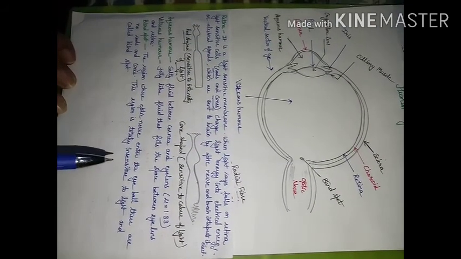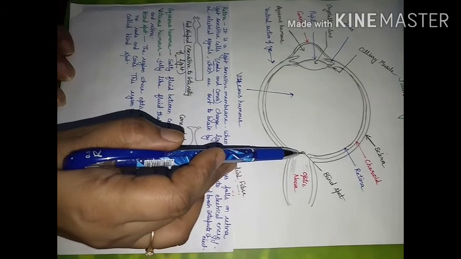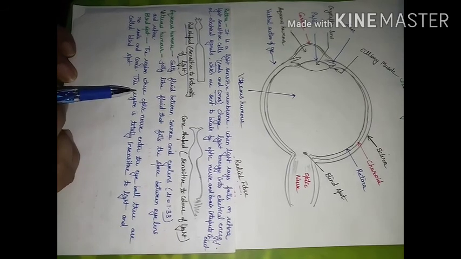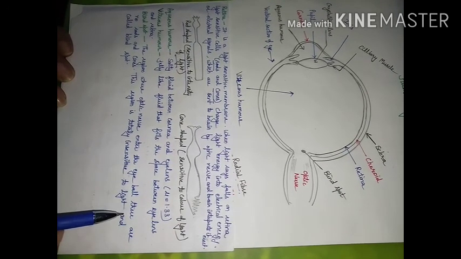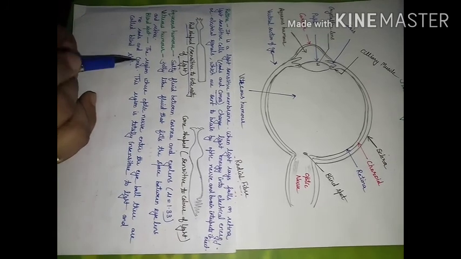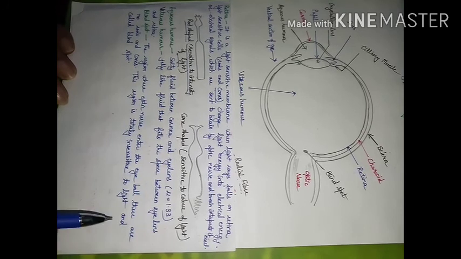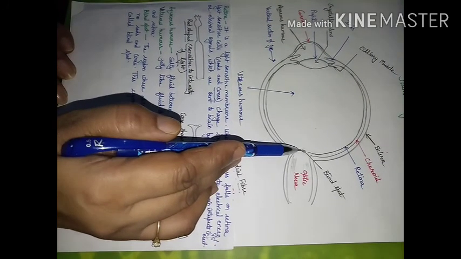And next we have the blind spot. This is a spot that is not sensitive to light. It is the region where the optic nerve enters the eyeball. There are no rod or cone cells, so this is totally insensitive to light. Hence this spot is known as the blind spot.